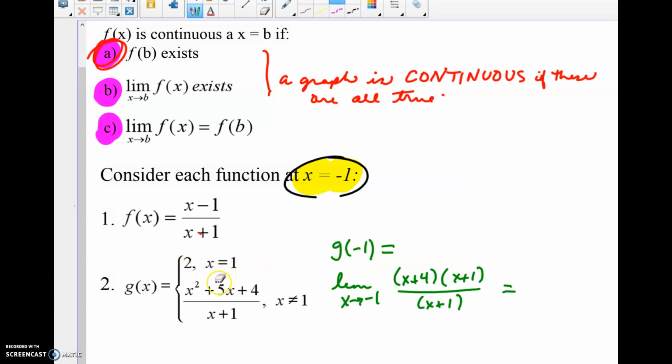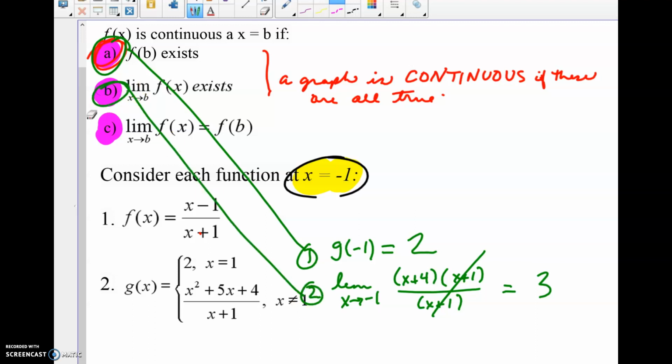Okay, number 2, if we put a -1 into g, it's in this interval. If I put a -1 in for that, I would get the answer of 2. Okay, let's look at the limit now as we approach -1. I've factored the numerator. We can see that this is a removable discontinuity here. If we put -1 in for there, we get the answer of 3. This is the second point of continuity. The third point says that number 1 must equal number 2, which it does not. So therefore we say this graph is not continuous, which you would find if you drew this piecewise function.